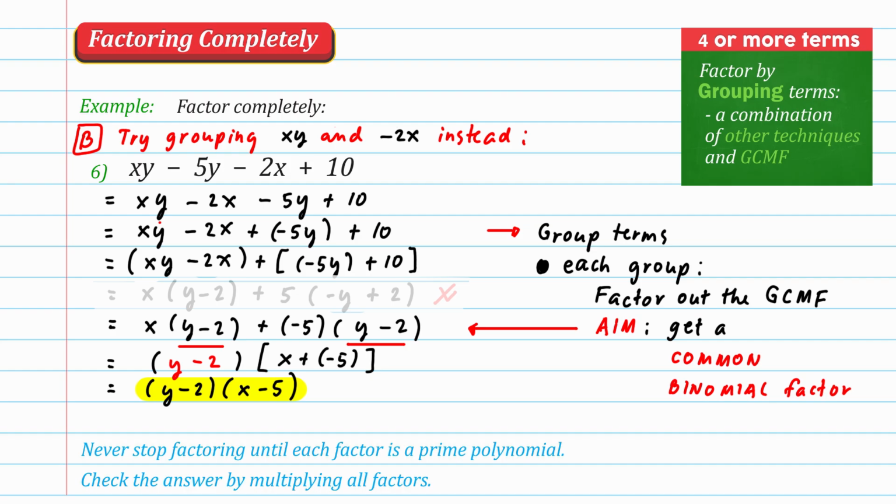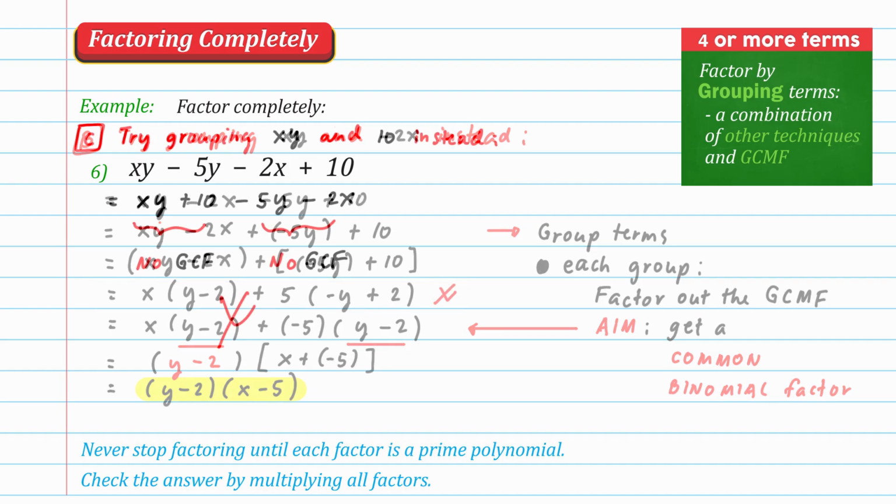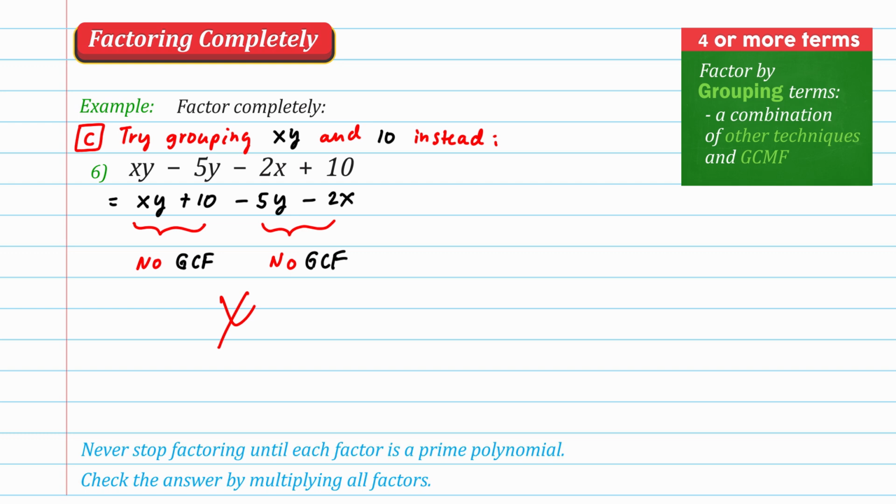Nakita ba? Okay. Another way, the last way to group the terms is by grouping xy with 10 instead. Pause this video now and analyze. Notice that grouping the terms like so won't yield any GCMF since the group terms will have nothing in common. There's no GCF and an unsuccessful attempt at factoring. No worries though, as we have successfully factored the polynomial using the first 2 tries.